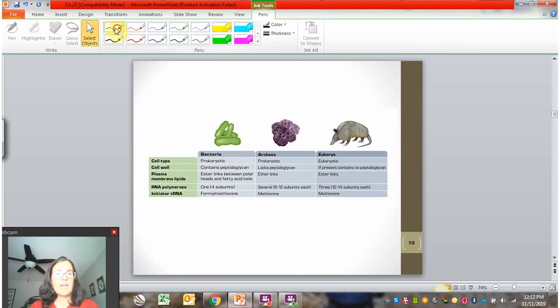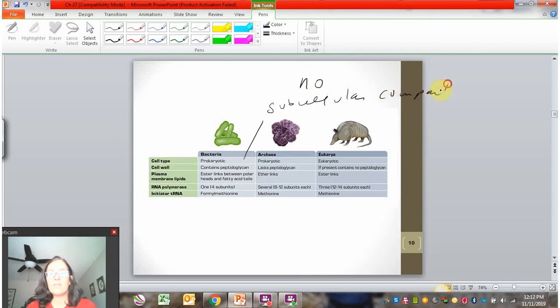So this is a table that compares domain bacteria, domain archaea, and domain eukarya. So cell type, again, bacteria and archaea are classified as prokaryotic, and that refers to this subcellular compartmentalization that they don't have, which we shorthand by saying that they don't have any organelles, including the nucleus. This also generally is a difference in cell size, so prokaryotes are much smaller usually than eukaryotic cells.